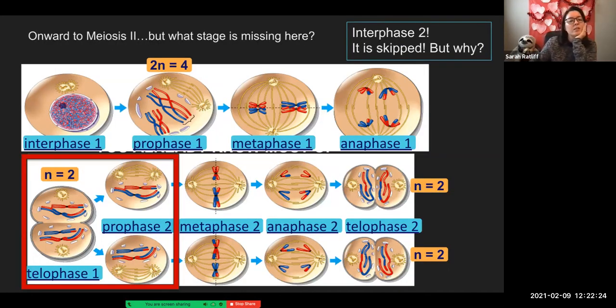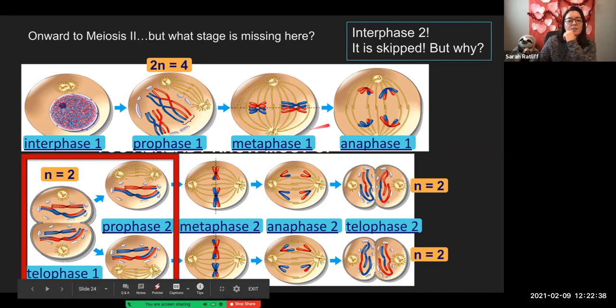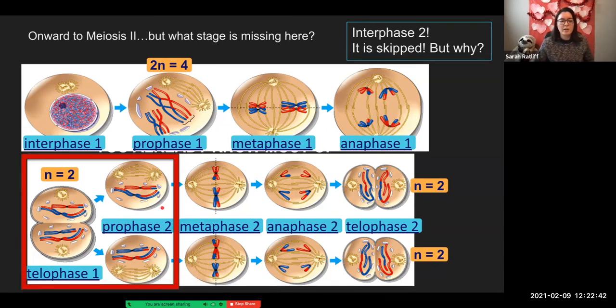All right, so we finished up meiosis 1, the first stage. We made 2 haploid cells of double-stranded chromosomes. Now we're going to move on to meiosis 2, the second part of meiosis. We did interphase, prophase, metaphase, anaphase, telophase. Wait, we're going straight into prophase. What happened to interphase 2?